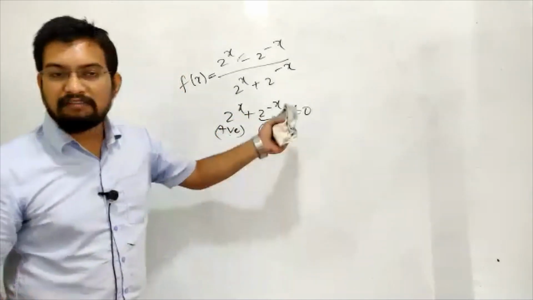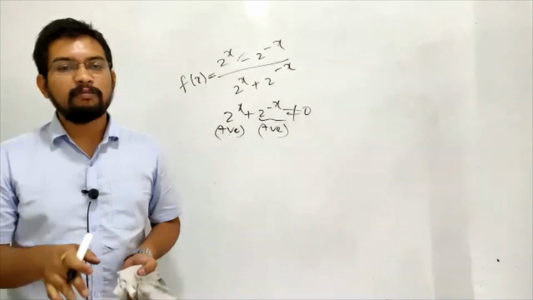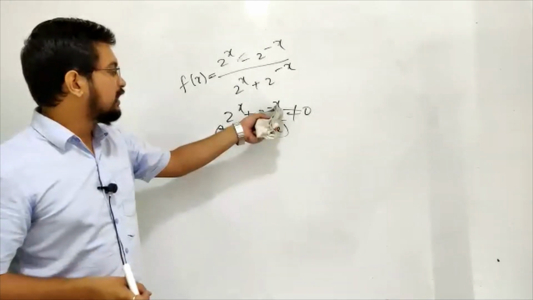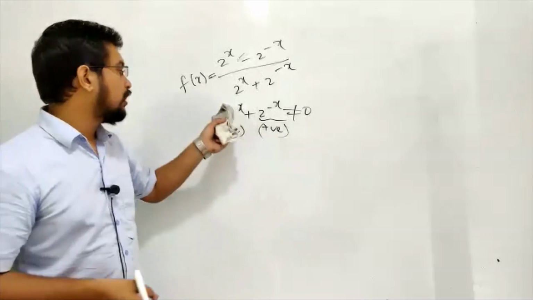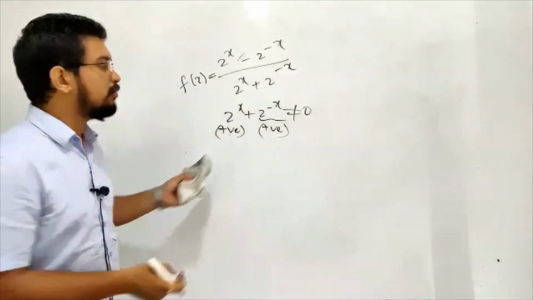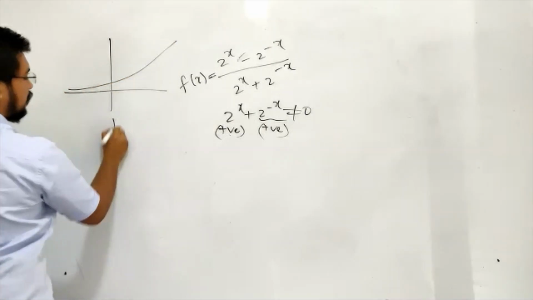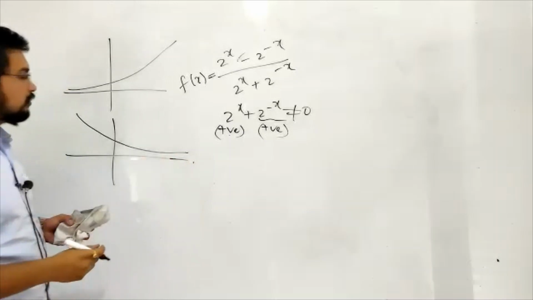You substitute any value of x. 2 power minus 1 is 1 by 2, 2 power minus 2 is 1 by 4, 2 power minus 3 is 1 by 8. You substitute any real value, that is always a positive number, because the graph of 2 power x looks like this. The graph of 2 power minus x looks like this.